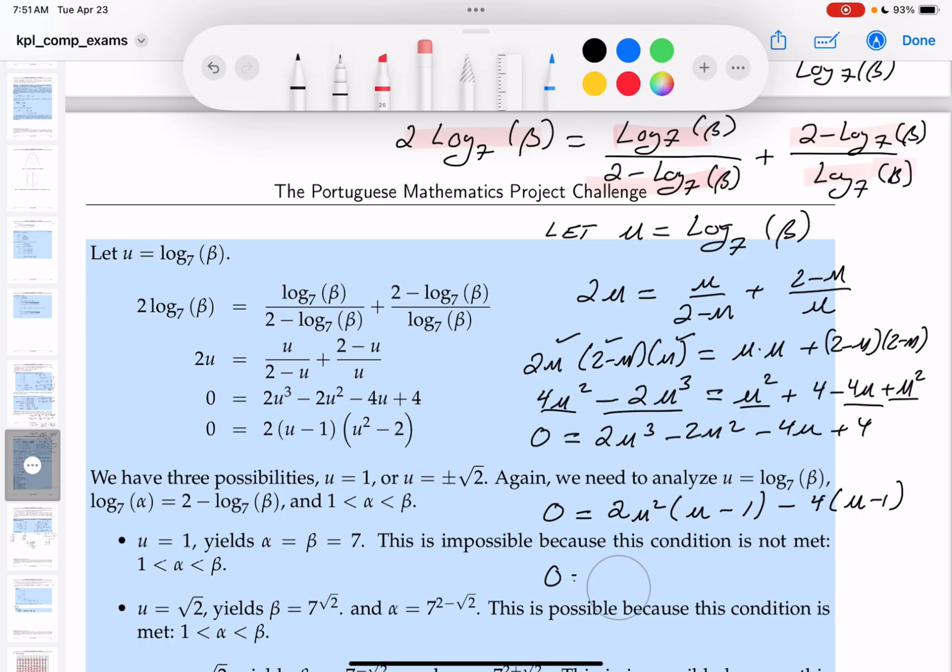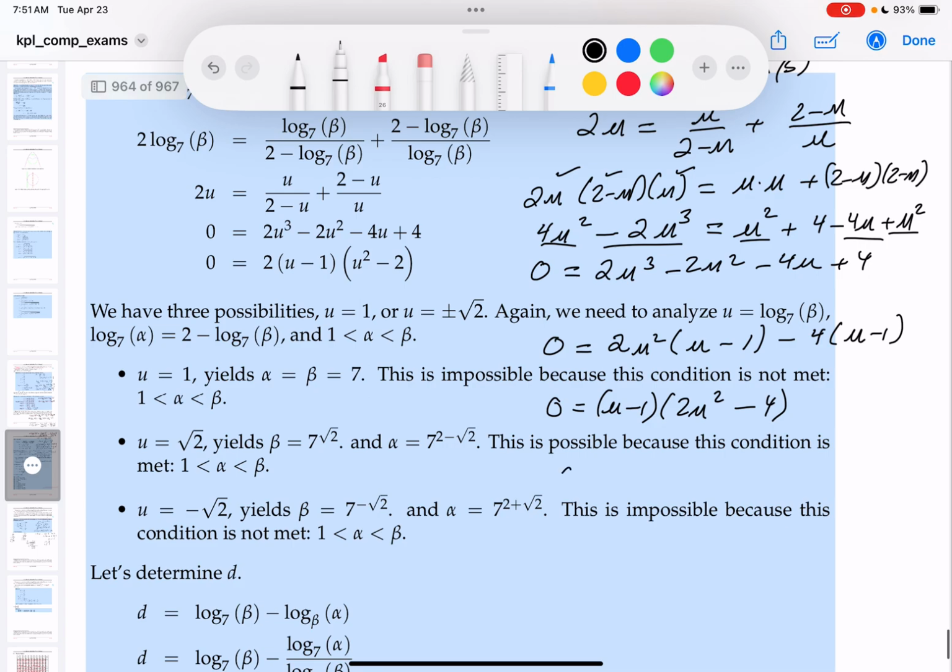Wait a second. I made a mistake there. Let me go back over that. So 0, u minus 1, and then I get 2u squared minus 4. And I could keep going. What do you get over here? 2 u minus 1, and then I get u squared minus 2. All right? Now, granted, it took some work to get there, but now I got some possibilities. My possibility is u equals 1, or u would equal plus or minus root 2.